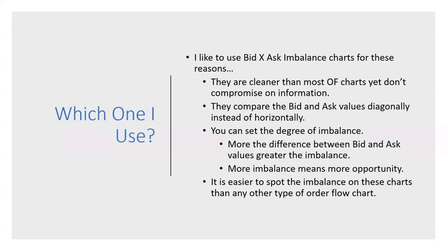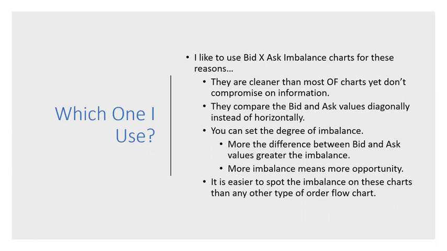There are a few. First and foremost, they are cleaner than most order flow charts, yet they don't compromise on information. If you just look at the bid ask, you get all the left side as red and all the right side as green, and then you have to differentiate between the shades to make sense of that information. It becomes a little difficult to do that. So I use imbalance charts. They are very, very clean. They don't trouble you with too much information, and whatever pertinent information there is, they immediately compare the values diagonally, and they give you a color coding based on the degree of imbalance that you are plotting.